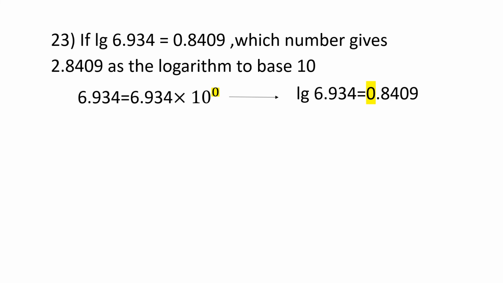Now we will see the given logarithm 2.8409. We want to find the number that takes the logarithm 2.8409. We'll take that number as x. So lg x is equal to 2.8409. Now the characteristic 2 there goes to the index to the base 10 in the number. So you can write the number as 6.934 multiplied by 10 to the power 2.